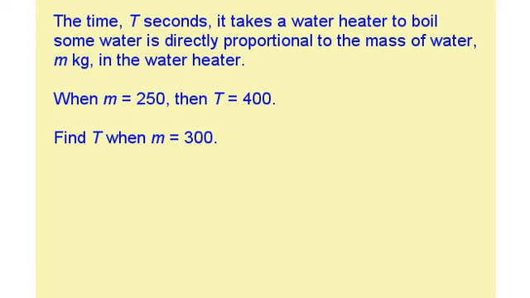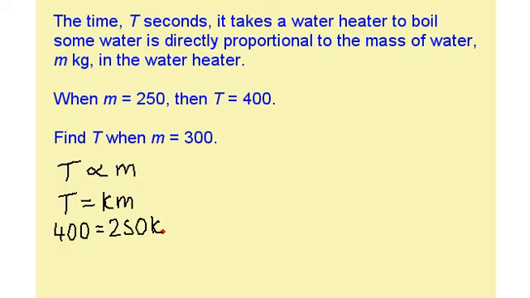In this question, I start as before. I know that T is directly proportional to M, so I can write T is proportional to M. T equals KM. Now I need to use these numbers here. T is 400 and M is 250, so I have K times 250, which I'm going to write as 250K. So I have 400 over 250 equals K. I'm going to cancel this down. This gives me 8 over 5 equals K.